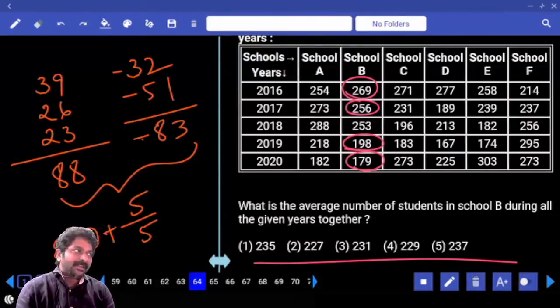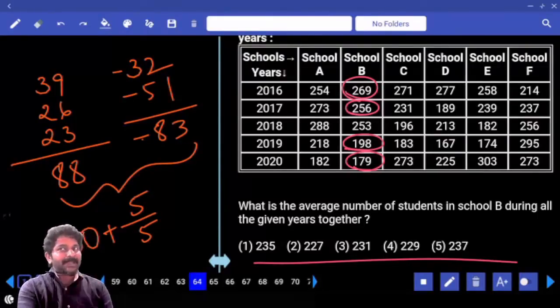One more number we are getting. 230 already benchmark plus 1 for each number. Total 231.